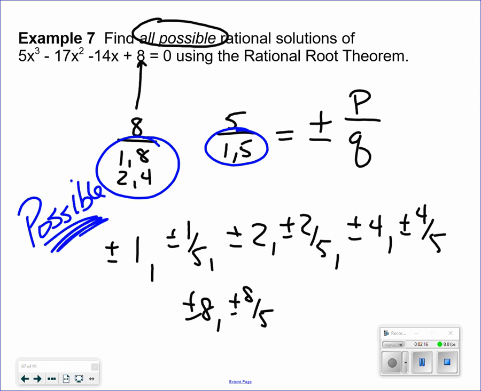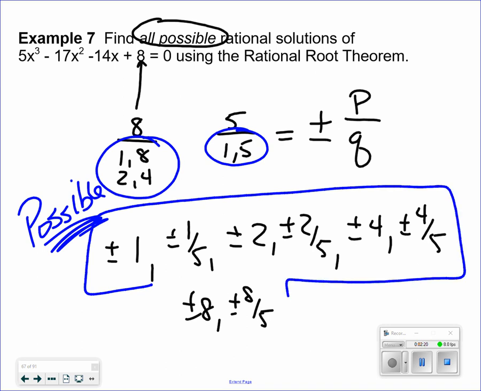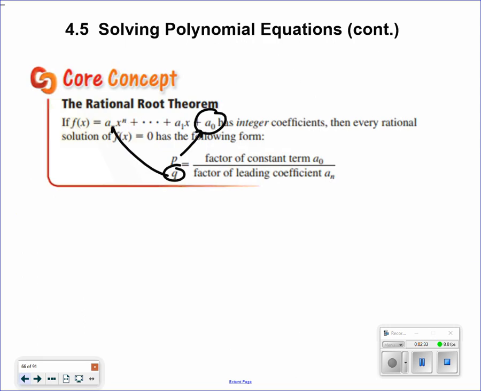Now, it's not the actual list. It's not the ones that really work. These are the only ones that could work. I want to make sure I'm highlighting that we're talking about the numbers that could work, not the numbers that actually work. This is called the rational root theorem.